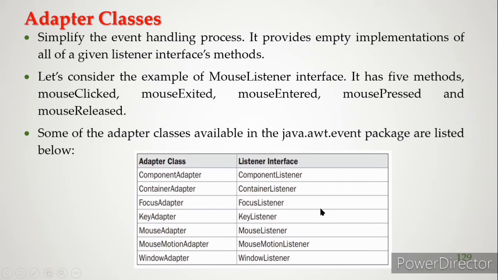Here there is one question. Although we have ActionListener and TextListener interfaces, why are adapter classes not available for them? Because ActionListener defines only one method, actionPerformed. But KeyListener or MouseListener define more than one method. For listener interfaces that define more than one method, an adapter class is defined.